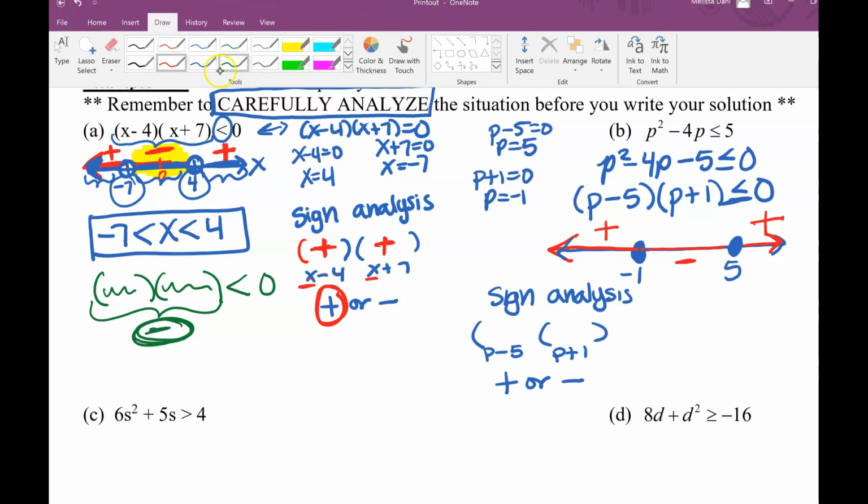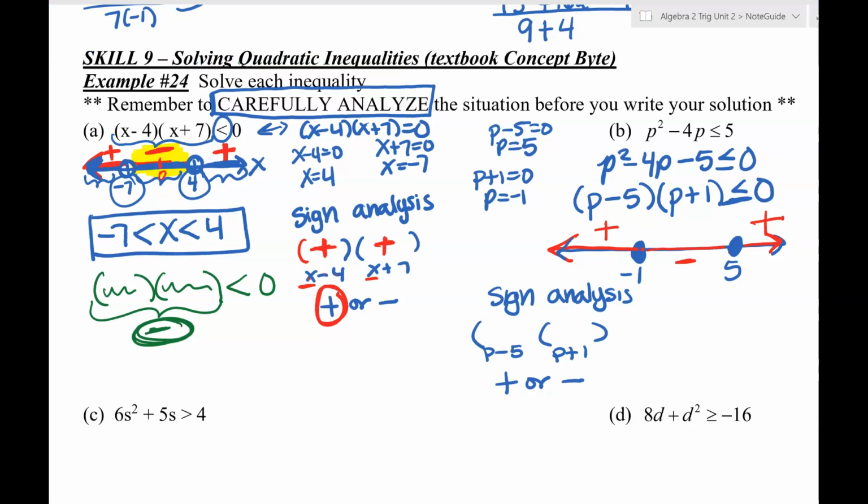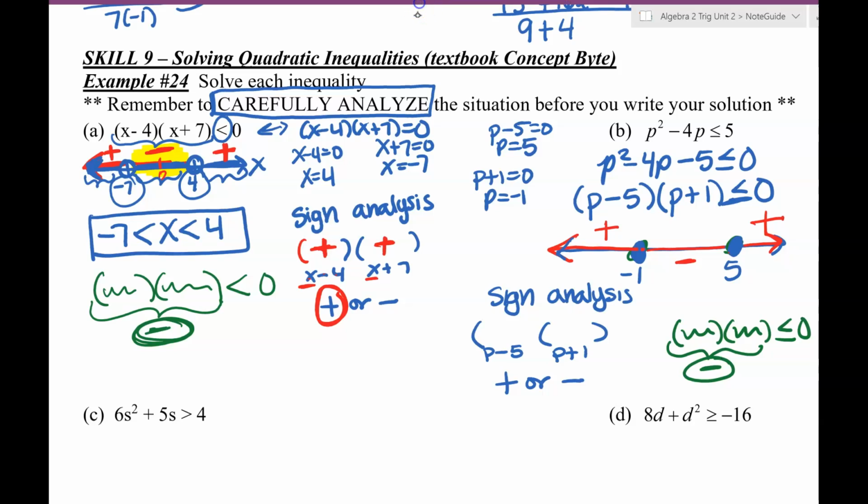So I want to look back at what my problem is saying right now. It's saying two things are multiplied together, something times something, and I want them to be less than or equal to 0. The equal to is covered by including these points. The less than means that I want this result to be negative. I want negatives. Negatives will find my solution. So where did it work out to be negative?